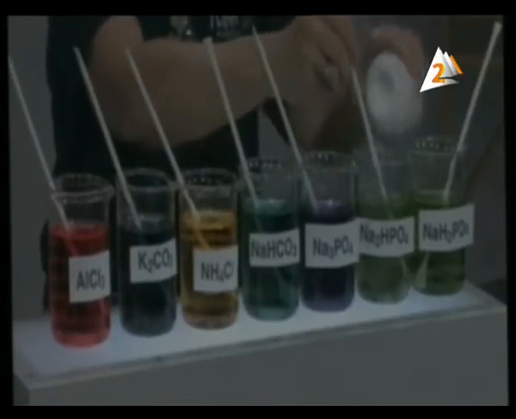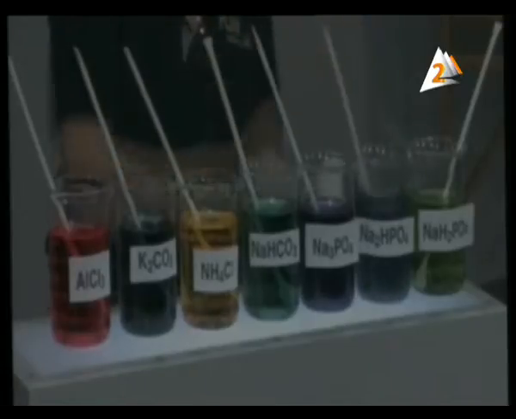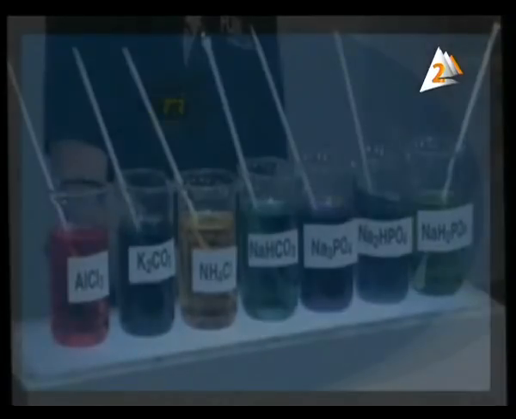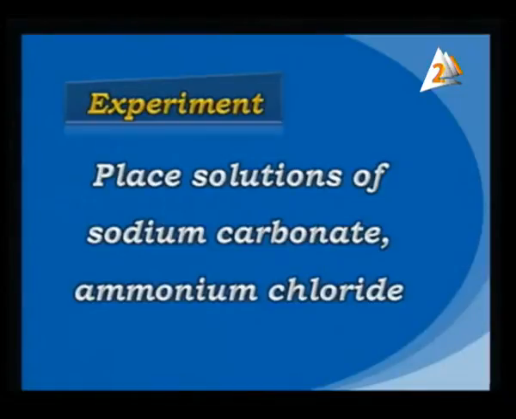If the positive ion comes from a strong base, the color changes to blue. But if the negative radical comes from a strong acid, it changes to red. Acidity and basicity. Look at this. We have an experiment to tell us about this.